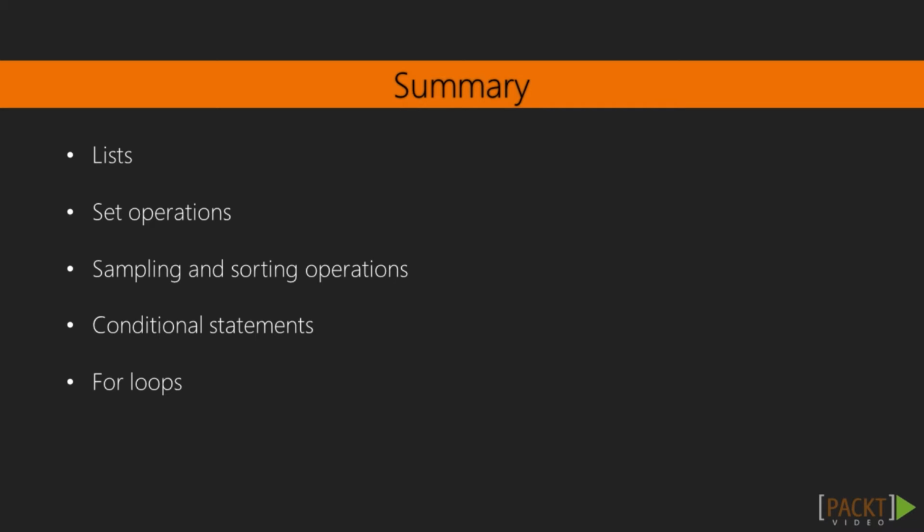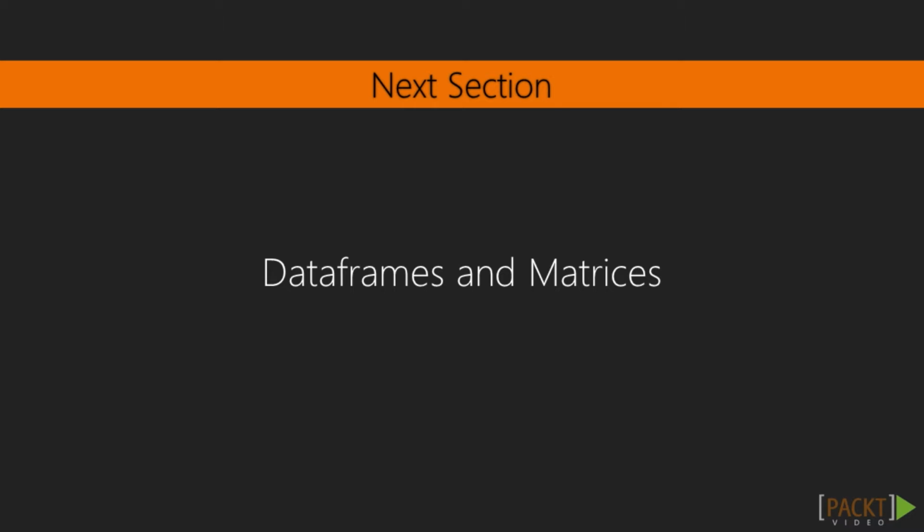That's it for this video. I'm sure now you know how to write for loops in R. Apart from this, we also covered lists, set operations, sampling and sorting operations, conditional statements. With that, we complete this section. In the next one, we will begin dealing with two-dimensional objects such as matrices and dataframes, which are the most commonly used data structures to store datasets.